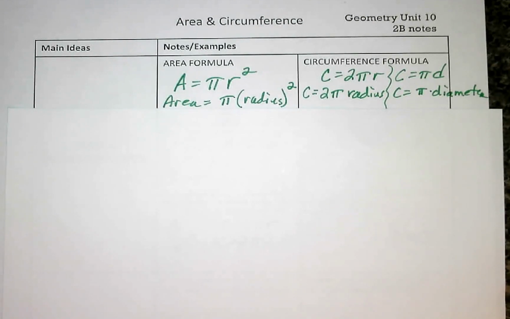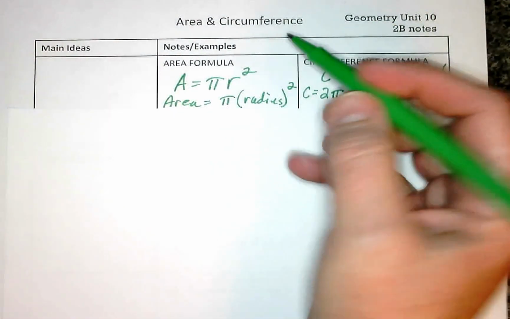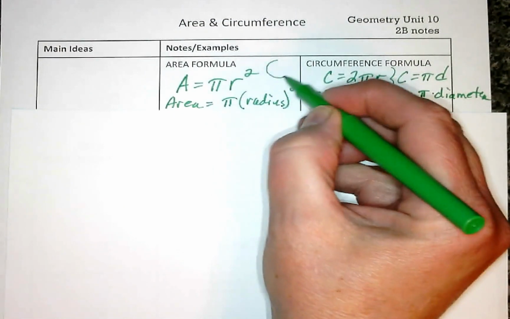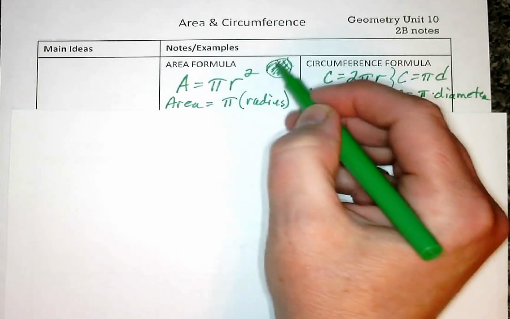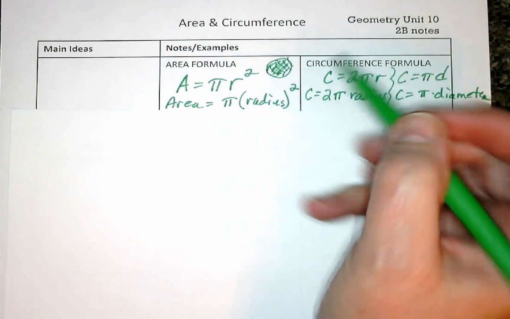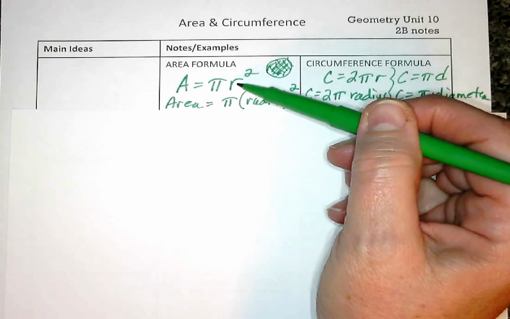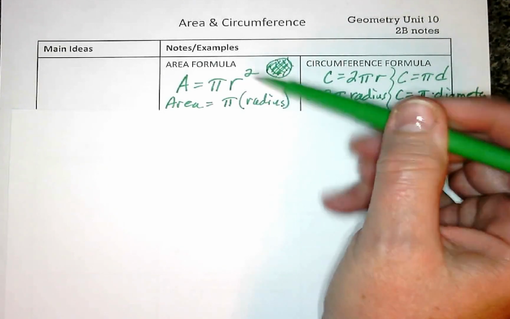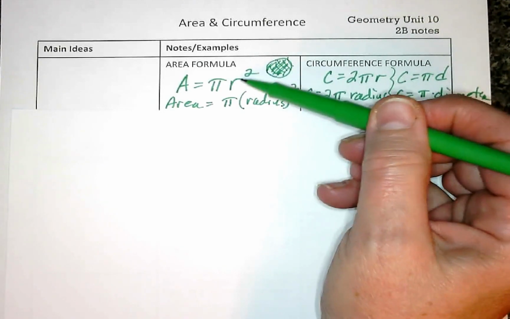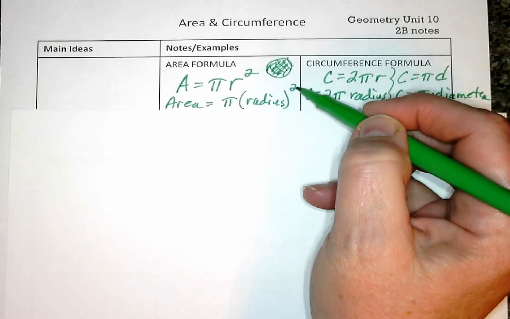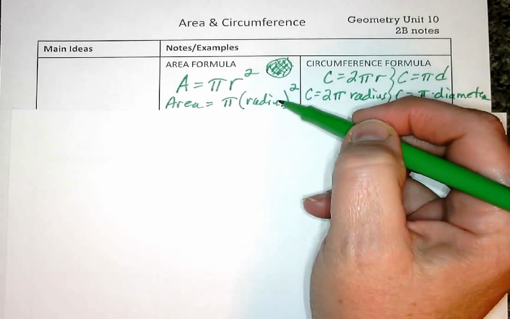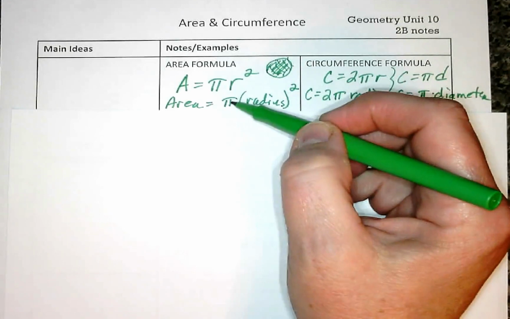For area, the formula is pi r squared. Okay, so if you remember, area is how much space is covered up. So it'd be the area of the whole thing. In this case, we need r, which is the radius. The exponent 2 is only on the radius. Okay, so that's the only thing. Remember, this means radius times radius times pi.